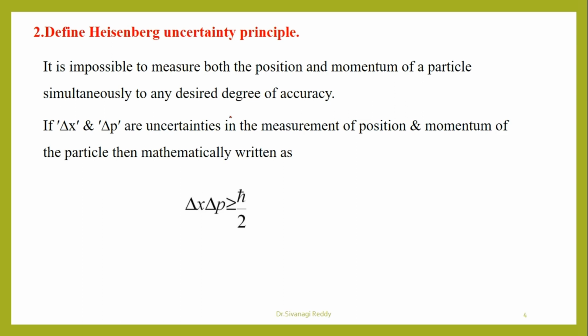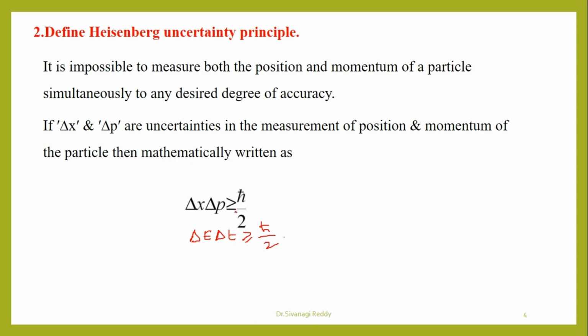Next one is, define the Heisenberg uncertainty principle. The Heisenberg uncertainty principle states that it is impossible to measure both the position and momentum of a particle simultaneously to any desired degree of accuracy. Apart from position and momentum on the same line, we also have energy and time.